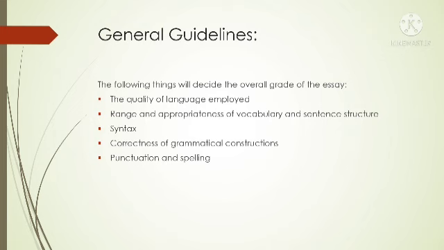Now let us have a look at the general guidelines, and the following things will decide the overall grade of the essay you write. The first one is the quality of language employed. Employed means the quality of the language you use in the essay. The next one is the range and appropriateness of vocabulary and sentence structure. So the vocabulary, that is the words you use, should be appropriate to the context, and the sentence structure should be proper. The next one is syntax.